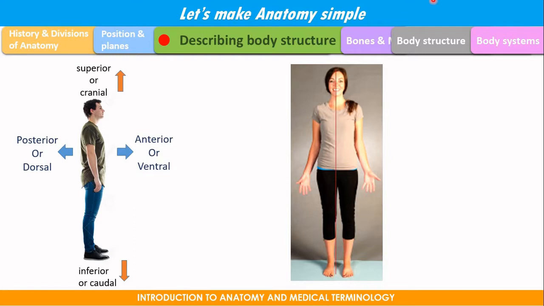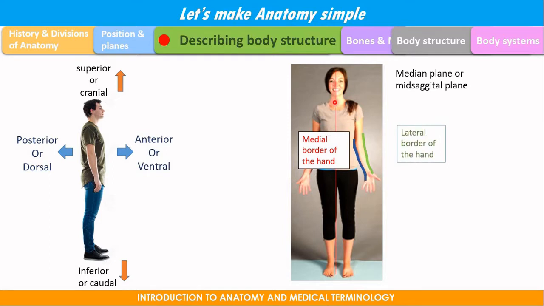The red line in the middle indicates the mid-sagittal plane or the median plane. Now, this blue line here is near the mid-sagittal plane, so it is referred to as the medial border of the hand. Whereas this green line is referred to as the lateral border of the hand because it is away from the mid-sagittal plane. My dear students, the important point to be noted here is that all these references, medial border and lateral border, are made with respect to the median plane when the subject is standing in anatomical position. That is very important.